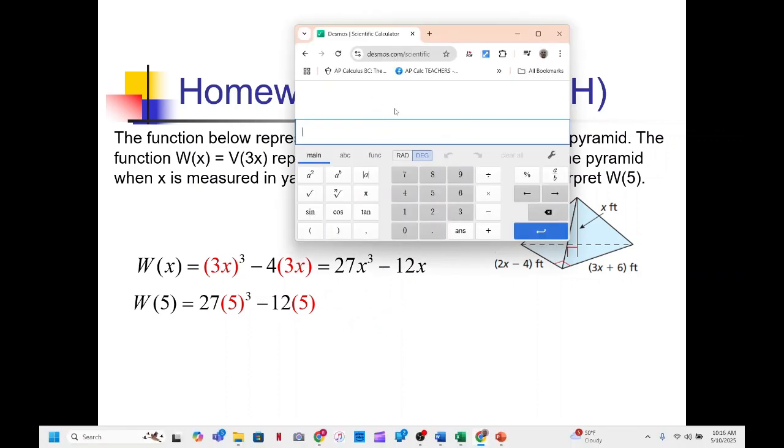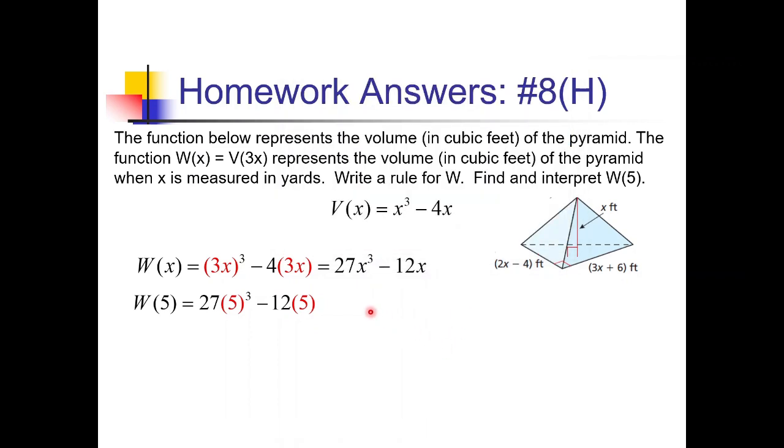So just to be super fancy on my scientific calculator, I'm going to write the w function out. So w of x equals 27x cubed minus 12x. And then I'm just going to plug 5 into this with function notation. This just makes sure that I don't mess anything up. And that comes out to 3315. So 3,315.